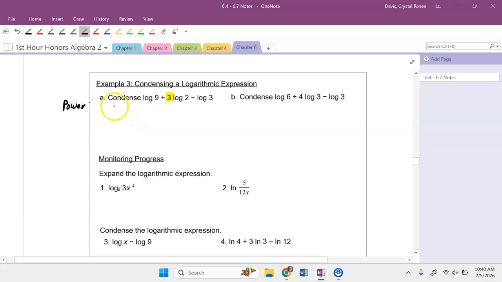I can rewrite that as an exponent. So I can write it, once again, step by step. Log of 9 plus log of 2 to the 3rd minus log 3.